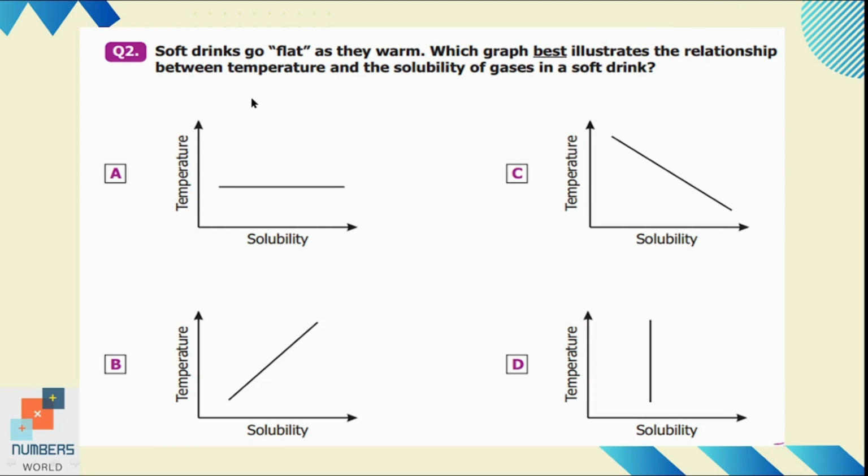high. So according to the first sentence, the soft drinks go flat as they warm. Option C is the correct representation of this sentence. When the temperature is high or the cold drinks are warm, the solubility of the gases is low.